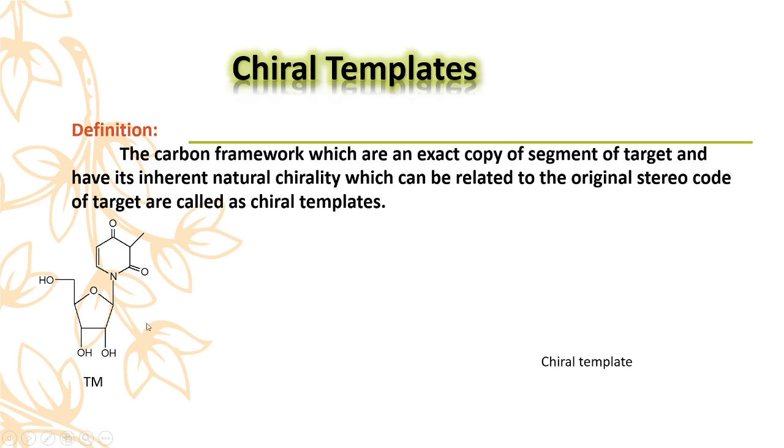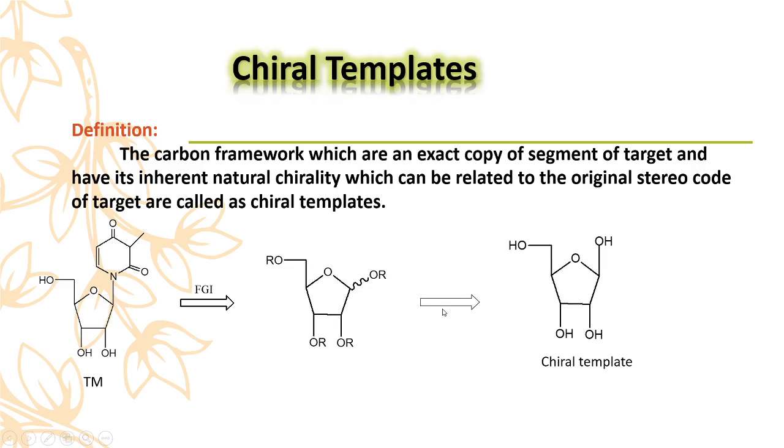So here we have an example. This is the target molecule, and here we do the functional group interconversion. Then we get this chiron, and after that we get a starting material, that is a chiral template. So this is the chiral template of this target molecule. Here you can see this part of the target molecule is exactly the same in this chiral template. Here is one more example. This is also the chiral template of this target molecule.